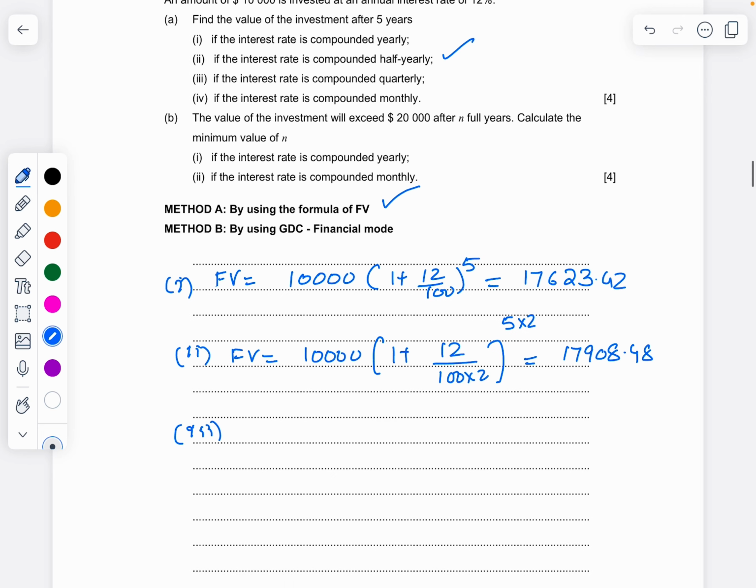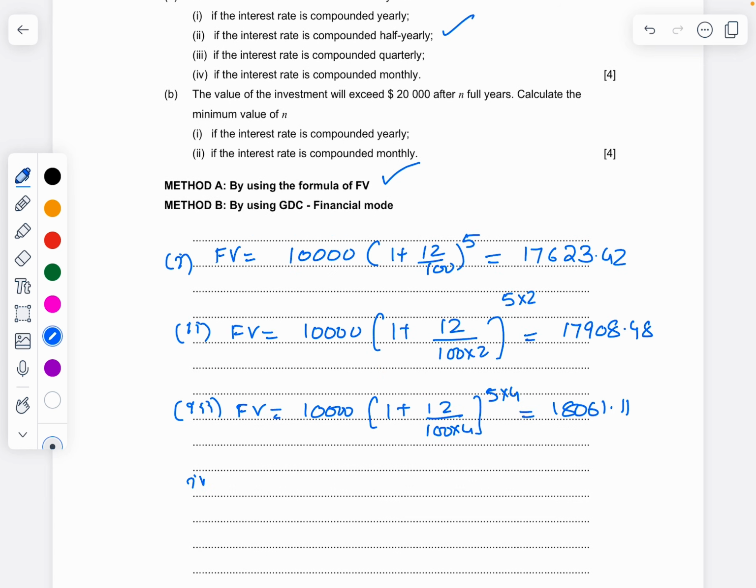Now if it is compounded quarterly, in that case it will be 10,000 times 1 plus 12 upon 100 times 4, and 5 is also multiplied by 4. So it becomes 18,061.11. Then part 4, if it is compounded monthly, it is 10,000 times 1 plus 12 upon 100 times 12, to the power of 5 times 12, which is 18,166.97.